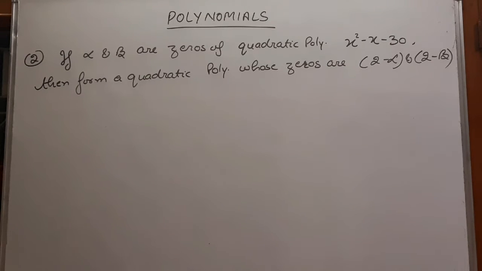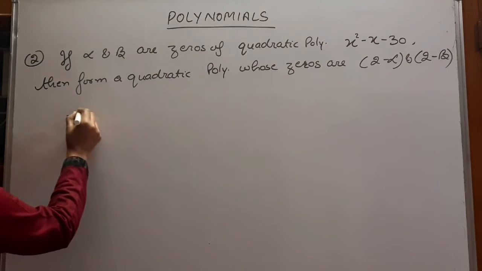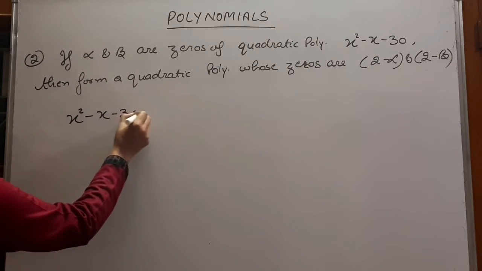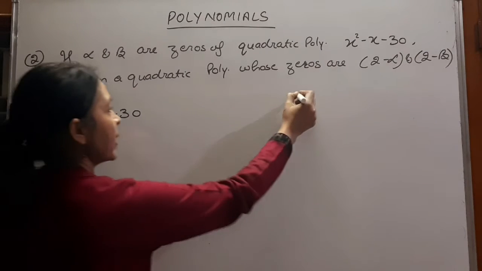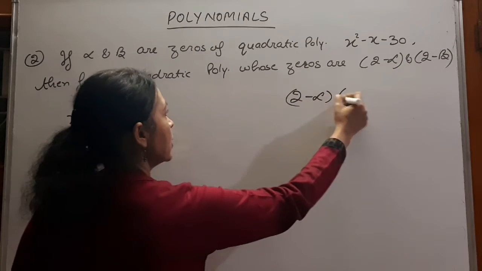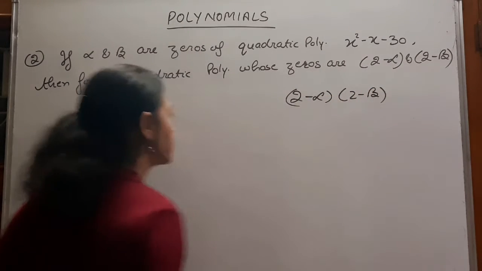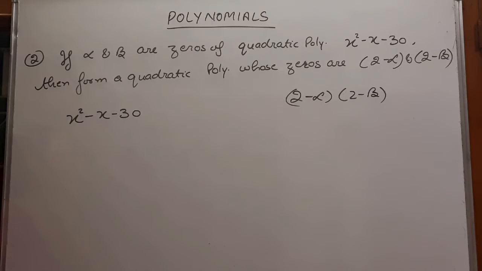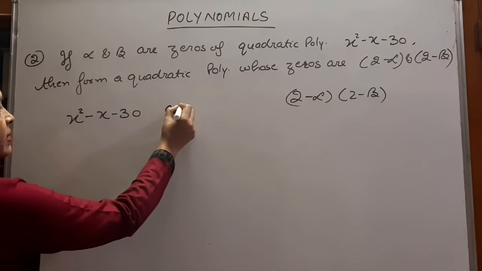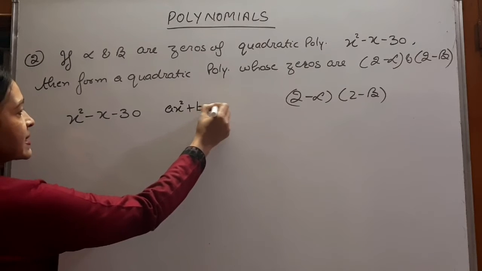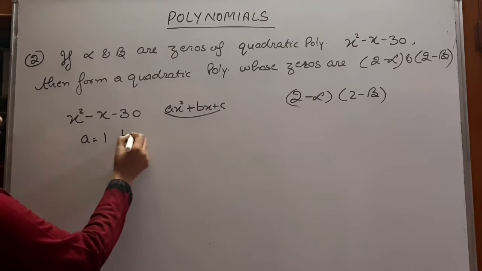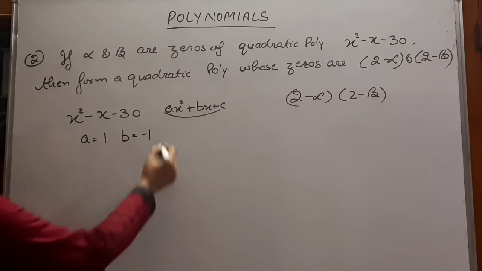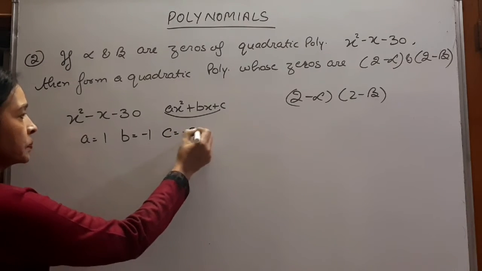If alpha and beta are zeros of a quadratic polynomial x² minus x minus 30, form a quadratic polynomial whose zeros are 2 minus alpha and 2 minus beta. This is a quadratic polynomial given. Our general form is ax² plus bx plus c. As per our general form, what is a? Coefficient of x², that is 1. What is b? Coefficient of x, minus 1. And what is c? Constant.